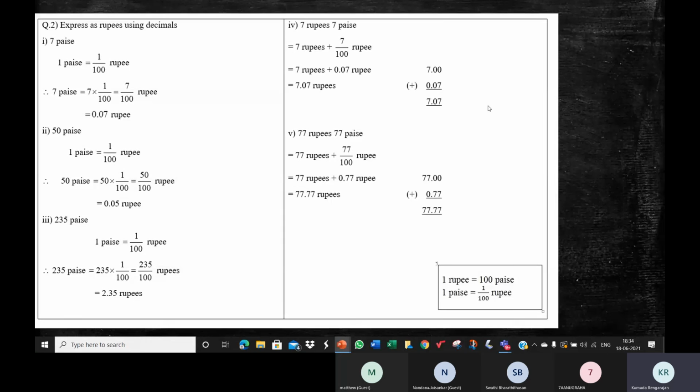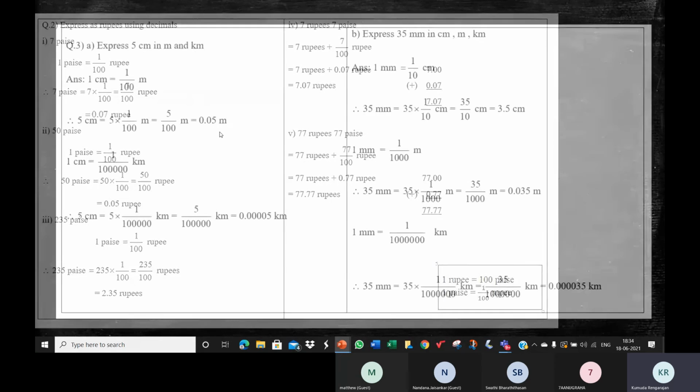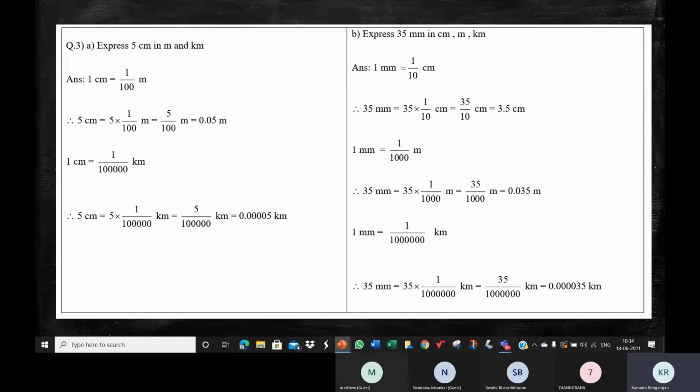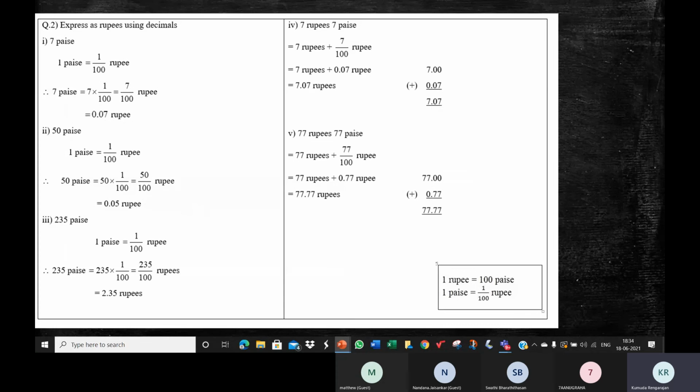Let me just explain one more and stop. We'll do these in the next class, children. We'll do more on conversions, converting meter to centimeter and so on. I'll just do this and stop.